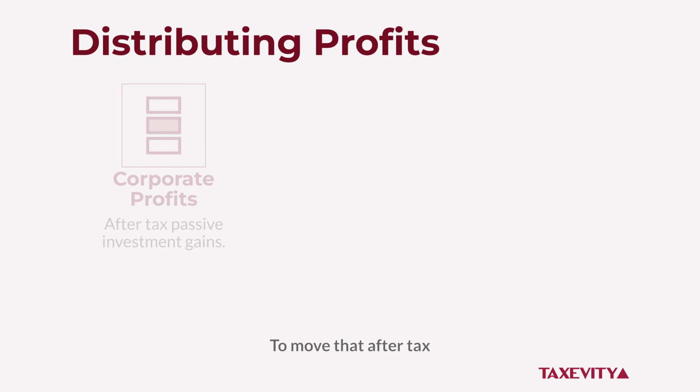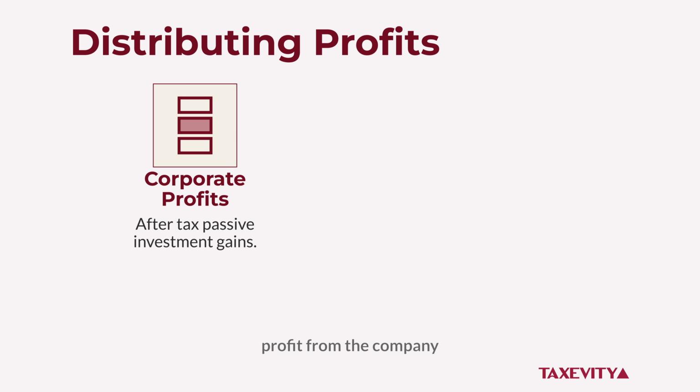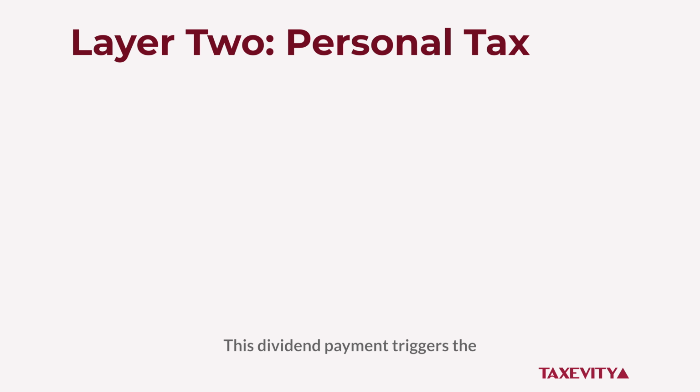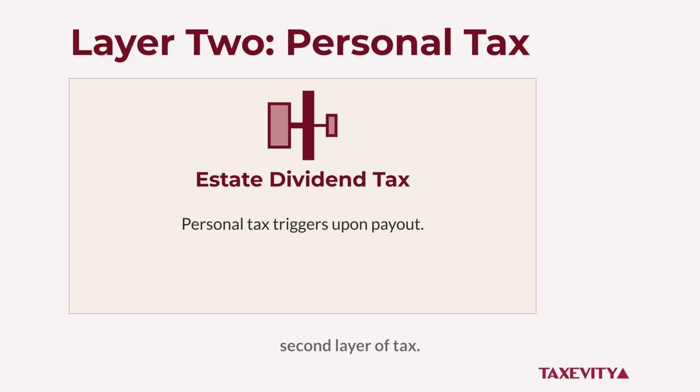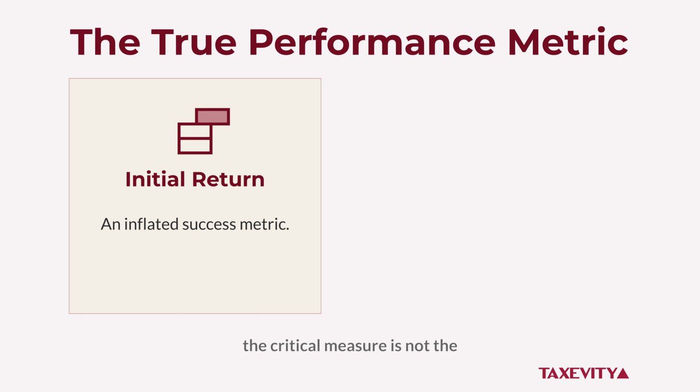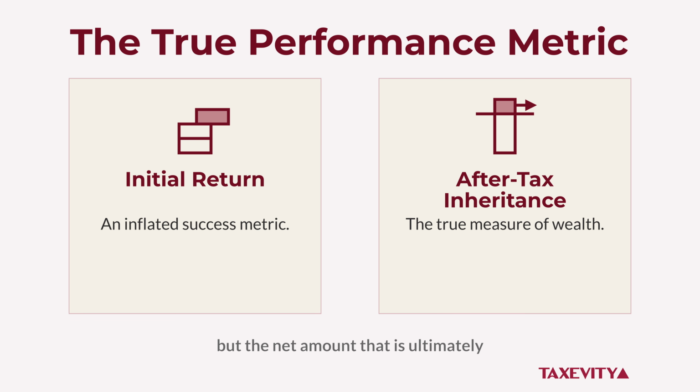To move that after-tax profit from the company to your estate, it must be paid out to the shareholder as a taxable dividend. This dividend payment triggers the second layer of tax. The estate, as the shareholder, must then pay personal income tax on that dividend. When comparing the use of corporate capital, the critical measure is not the initial investment return, but the net amount that is ultimately received by your heirs after both layers of tax are paid.